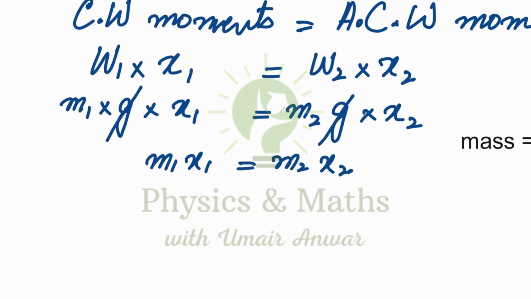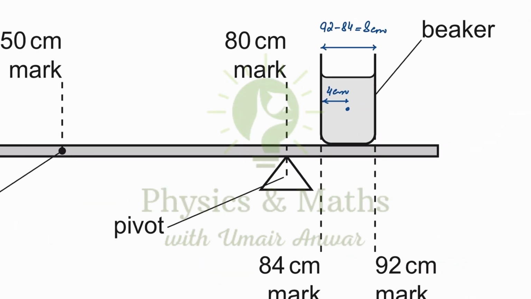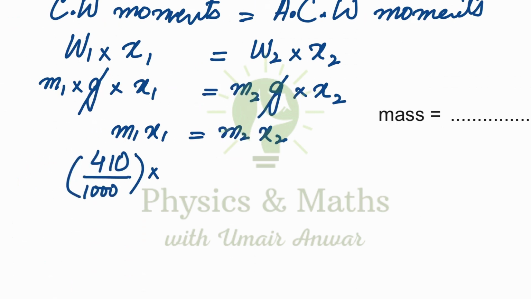Now the mass of the beaker was 410 grams, and when we convert it into kilograms, we divide it by 1000, multiplied by the distance of the beaker from the pivot. Since the pivot is at 80 centimeter mark, it is 4 centimeter till this side of the beaker and further 4 till the center of mass of the beaker. So the total distance from the pivot is 8 centimeters. So I'm replacing it here as 8 centimeters.